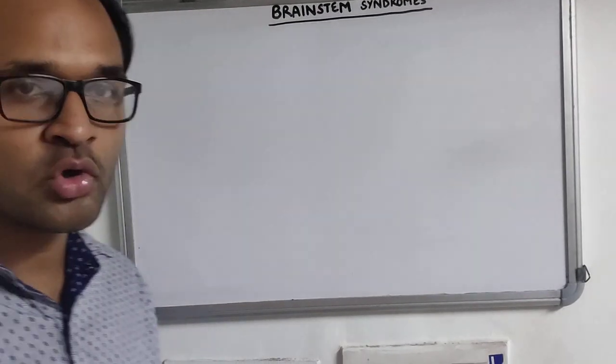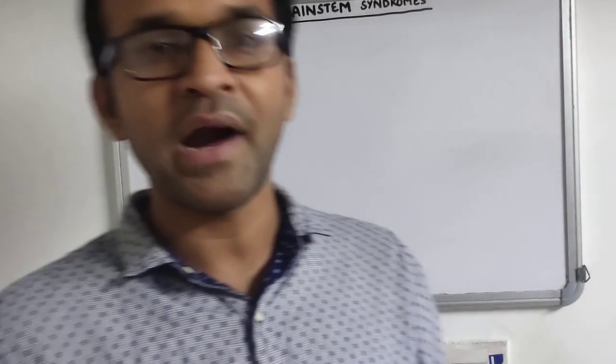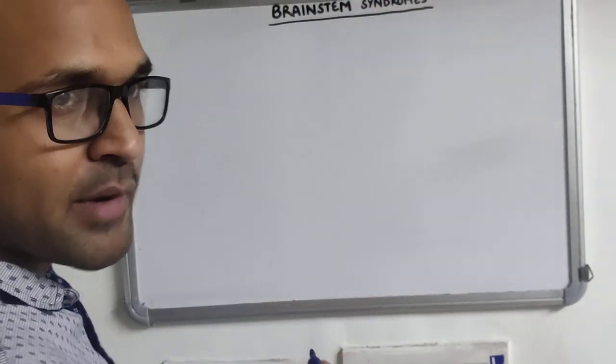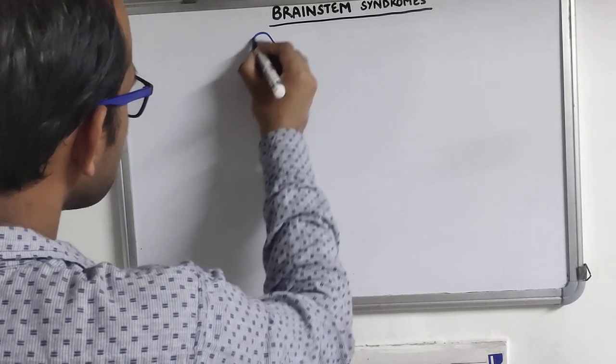So today we'll talk about the third part of stroke localization, in which we'll discuss the brainstem syndromes. First of all, we'll take up midbrain syndrome. For that, we need to know about the anatomy of the midbrain.